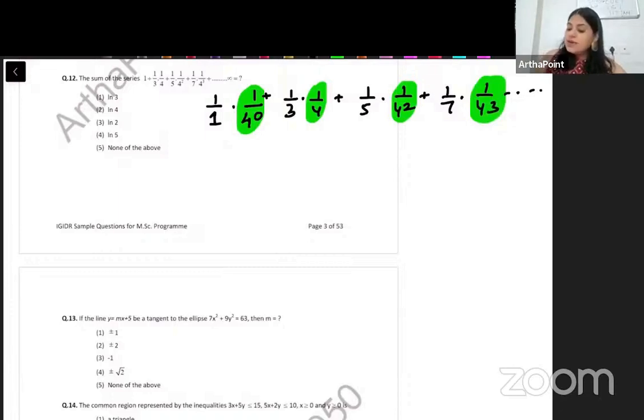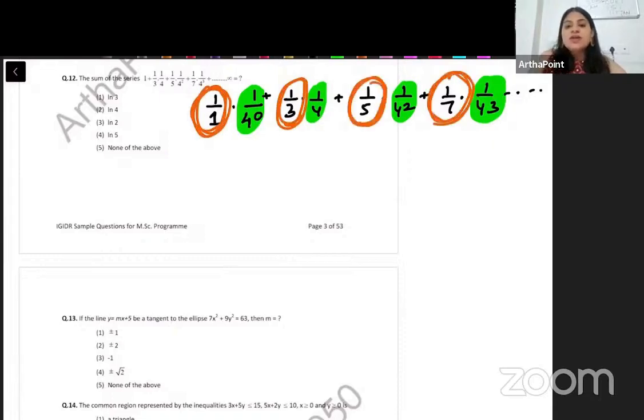And if you look at it better, this is the AP part of this series: 1 by 1, 1 by 3, 1 by 5, 1 by 7, and so on. So you have two parts to this series. One is the AP part and one is the GP part. And you are supposed to go ahead and solve this together.